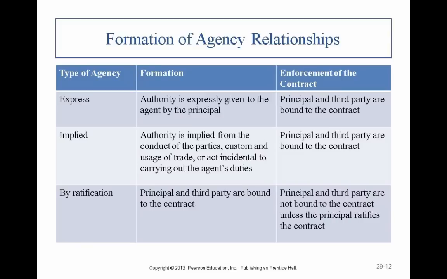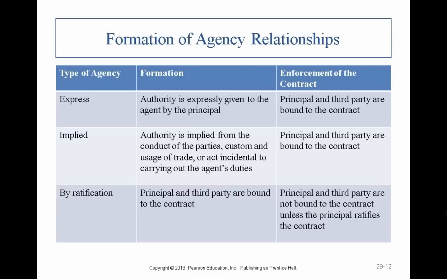Let's talk a little bit about agency relationships and how they're formed. Express versus implied. If someone wants to have someone act on their behalf, they're going to tell them. They might even have to write it down. Those would be express. Authority is expressly given to the agent by the principal, such that the principal and third parties are bound to the contract. Anything that the agent does on their behalf, the principal is liable for.